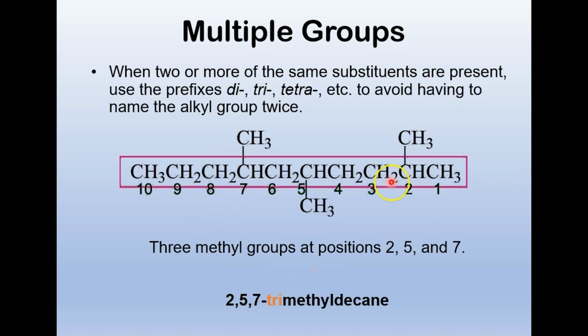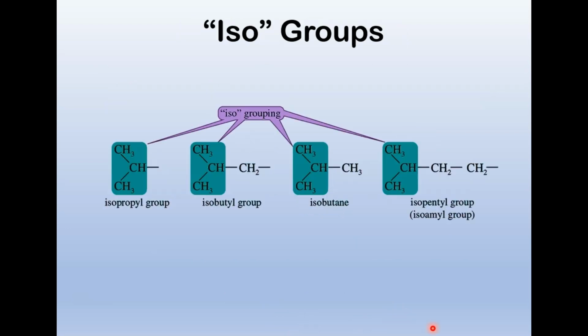Here are their positions. This thing's 10 carbons long, so we use decane for 10 carbons. And then we say trimethyl because there's 3 of them. And so if you have a tri out here, you want 3 numbers. It's tempting, if you have 2 methyl groups on the same carbon, to only write the 2 once, but you'd want to write it twice. So if this means 3, you better have 3 numbers. If you have tetra out here, you better have 4 numbers. So this is 2,5,7-trimethyldecane.